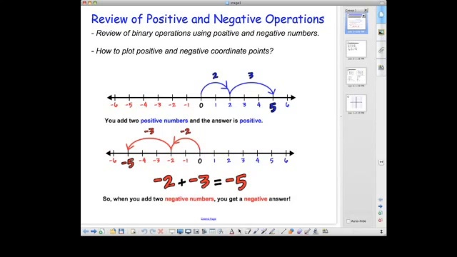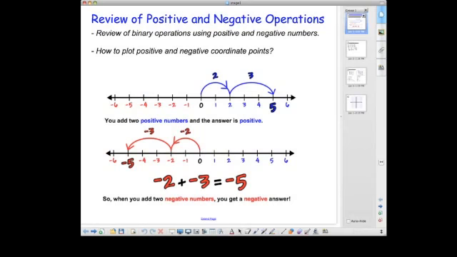So when you're looking at positive numbers or negative numbers, if you have two positive numbers and you're adding them together, the answer is positive, right? We know this. If you have two negative numbers and you're adding them together, the answer is negative. This is the simplest rule that you're going to encounter.